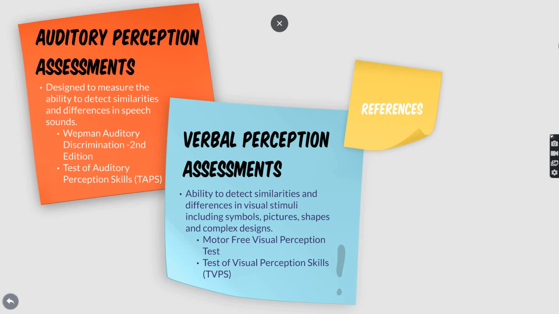Visual perception assessments. These measure the ability to detect similarities and differences in visual stimuli. This includes symbols, pictures, shapes, and complex designs. Tests that can measure this are known as the Motor-Free Visual Perception Test, and also the Test of Visual Perception Skills.